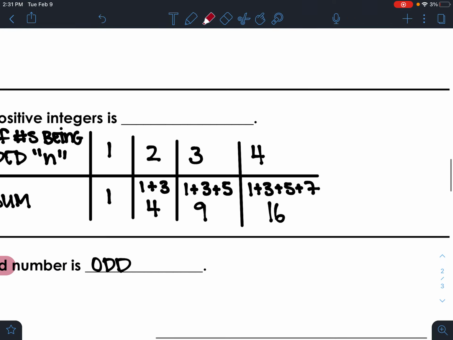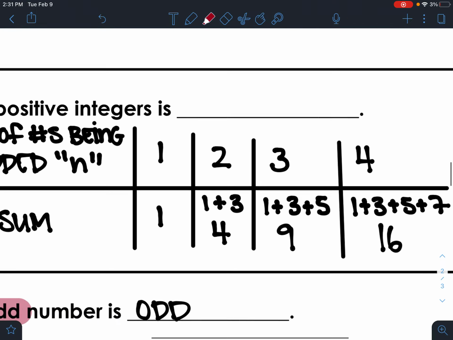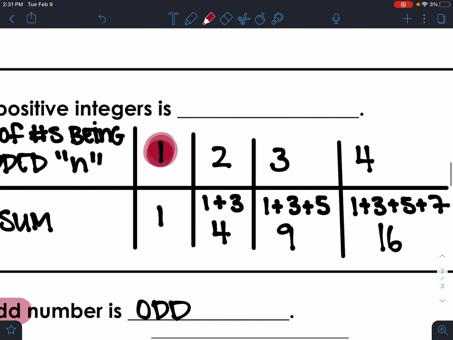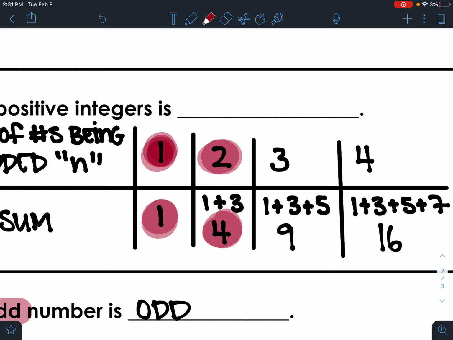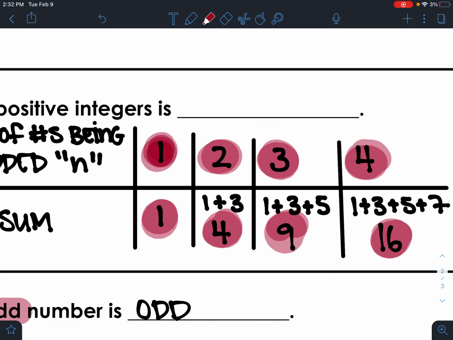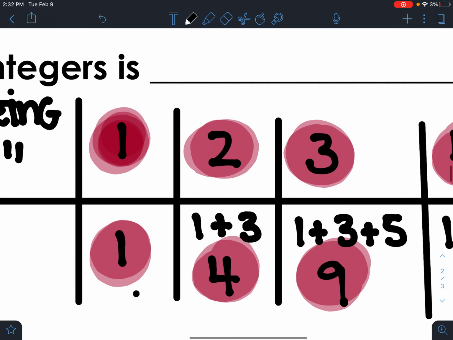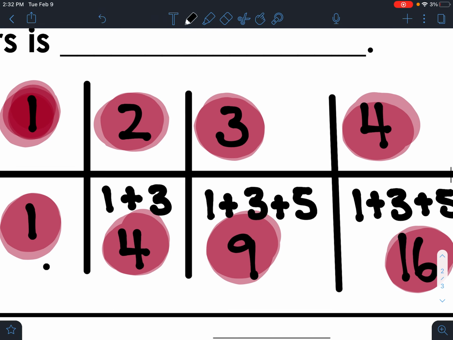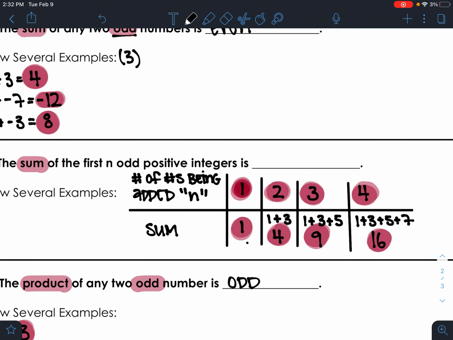So what I'm looking for is a rule or a pattern that would connect this column of n with this sum. So how can I go from this to this, this to this, this to this? Well, here's what I would notice: if I square that top row, that's going to equal the bottom row. 1 squared is 1, 2 squared is 4, 3 squared is 9, 4 squared is 16, but I need to write that as a rule.